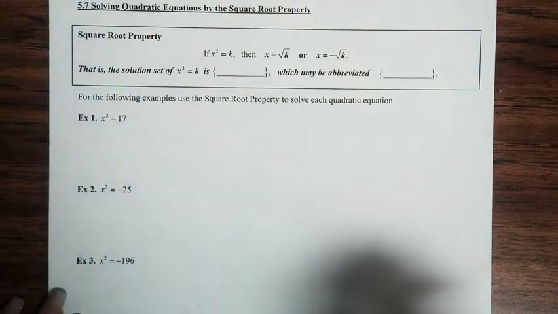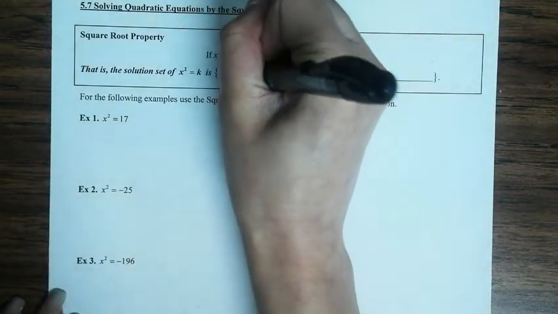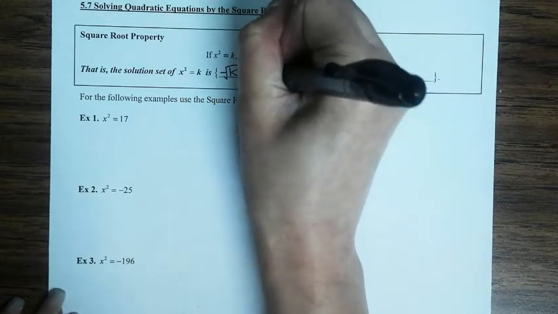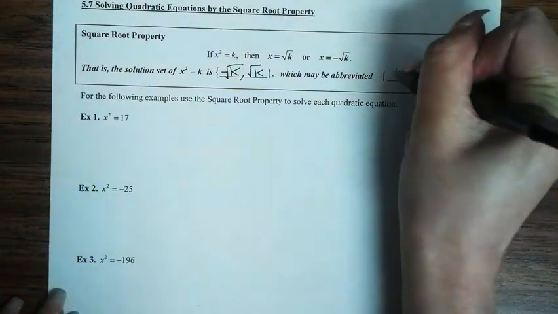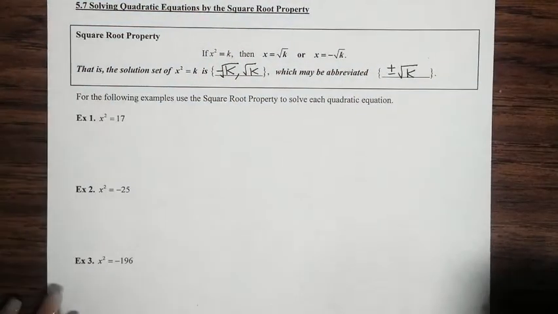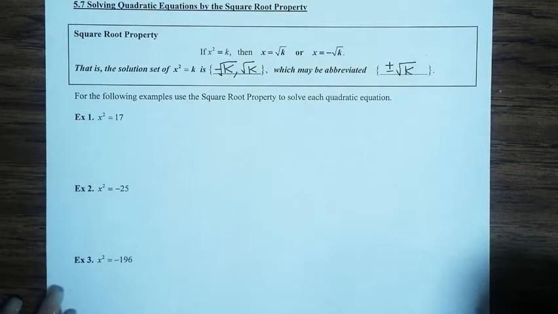That is, the solution set of x squared equals k is either the negative square root of k or the positive square root of k, which may be abbreviated as plus or minus the square root of k. For the following examples, we're going to use the square root property to solve each quadratic equation.